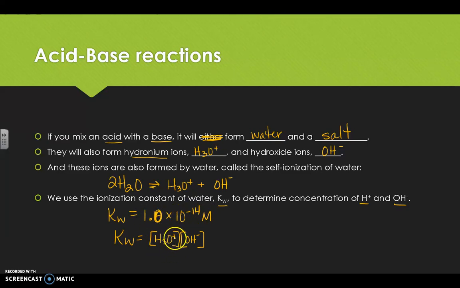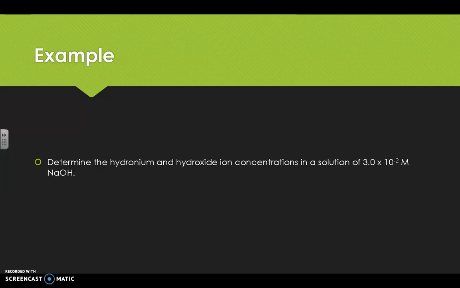If you have the hydronium ion concentration, and you want to know the hydroxide ion concentration, you can plug it into this equation and solve for the one that you're missing. Okay, which is what we're going to do right here. So it says to determine the hydronium and hydroxide ion concentrations in a solution of 3.0 times 10 to the negative 2 molar NaOH. All right, well, to solve this, first we need to figure out, is NaOH an acid or a base?